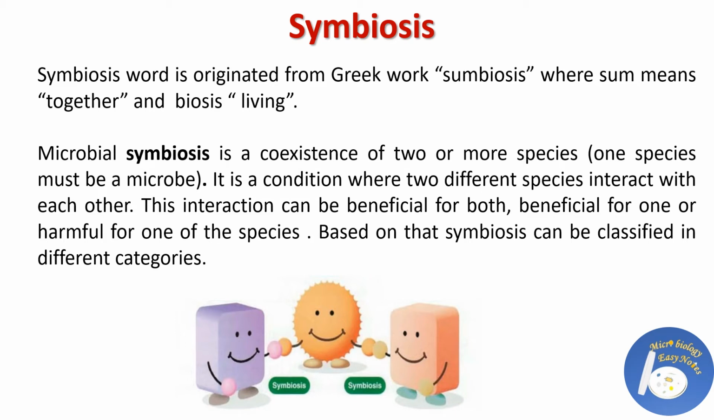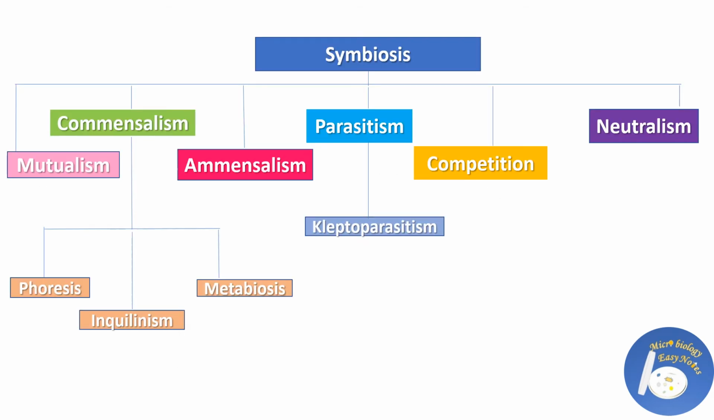Based on that, symbiosis can be classified into different categories. These categories are mutualism, commensalism, ammensalism, parasitism, competition, and neutralism. Commensalism can be further divided into phoresis, inquilinism, and metabiosis. There is another form of parasitism which is known as kleptoparasitism.